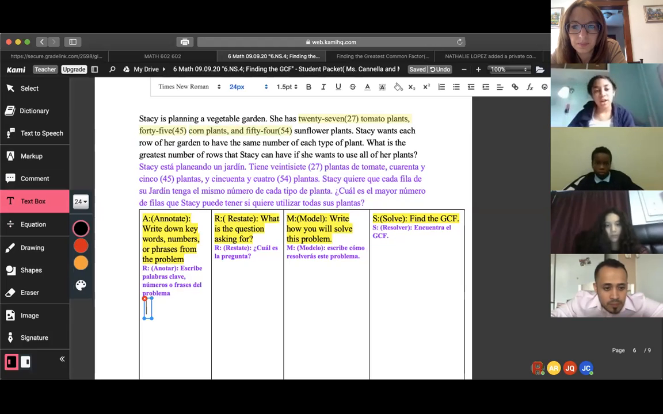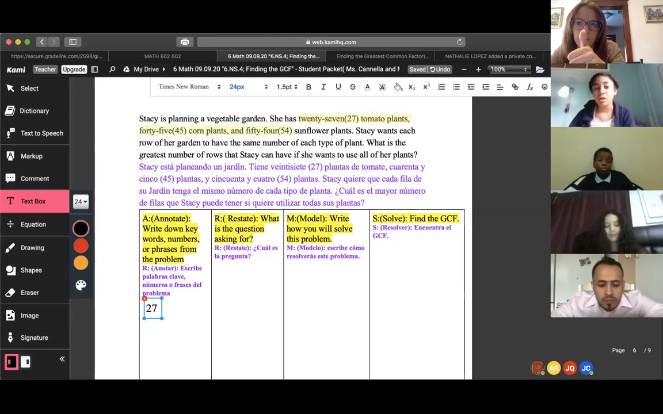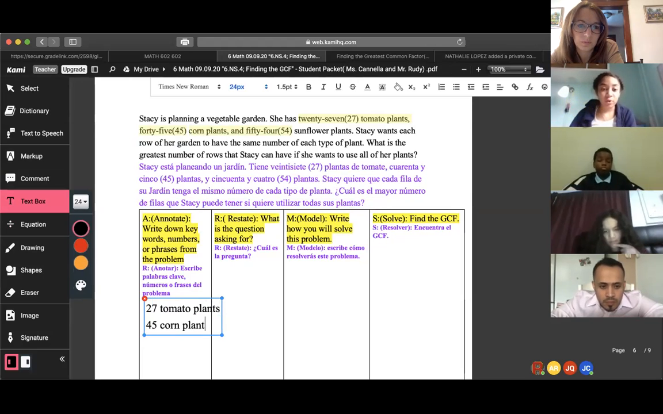So do I start with A? Yeah, start with A. Okay, so the key points in this sort of problem is that there's 27 tomato plants. There's also 45 corn plants and 54 sunflower plants. Beautiful job.